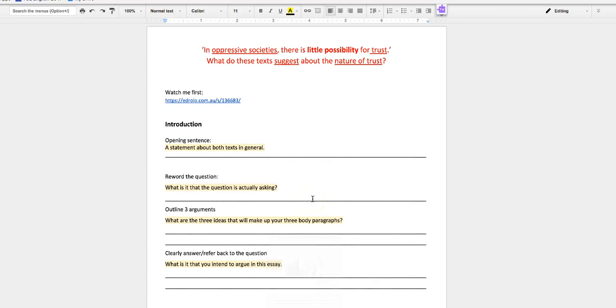Okay, Year 12. So I thought I would just do a quick screencast with regards to introductions. I'm going to use our essay question from this week, the one I've just highlighted up the top that says, in oppressive societies, there is little possibility for trust. What do these texts suggest about the nature of trust?